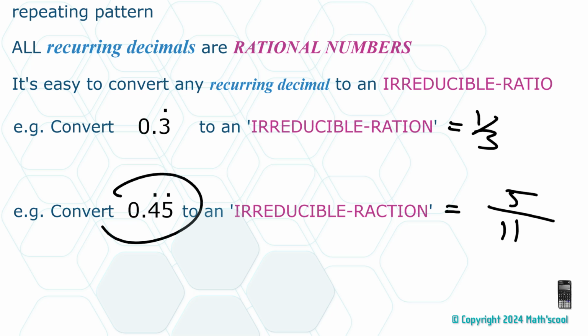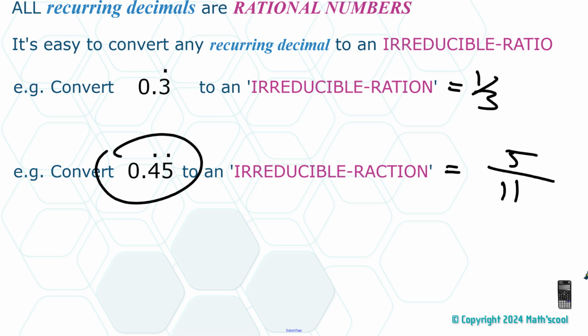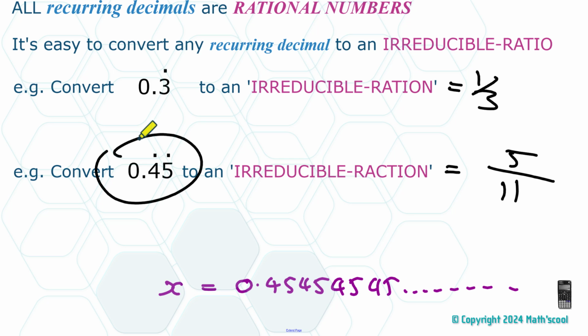Now, what we need to know is how to do this ourselves, because in the exam, they're either going to give us ones that the calculator can't do, or they're going to ask us to show how we did it. They're not going to accept just an answer from a calculator. So how do we do it? Well, we multiply it by 10, or by 100, or by 1,000. It depends on how many digits recur. So I'm going to start off by saying x equals 0.45454545. That's the number that I want to find.